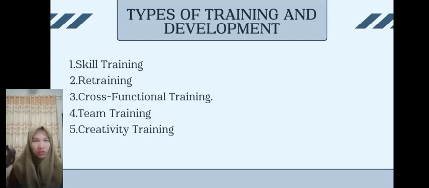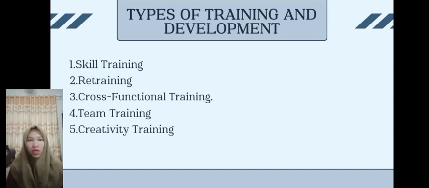And 3, cross functional training. Cross functional training involves training employees to perform work activities in area other than their assigned work. Number 4, team training. Team training is working together consisting of a group of individuals to complete work for a common goal in a work team.